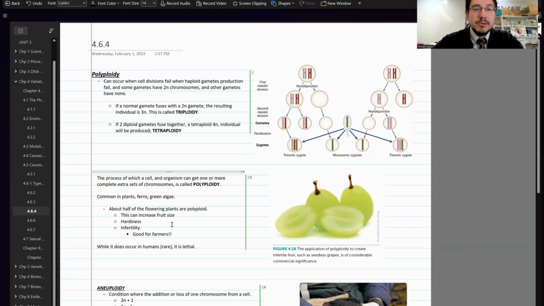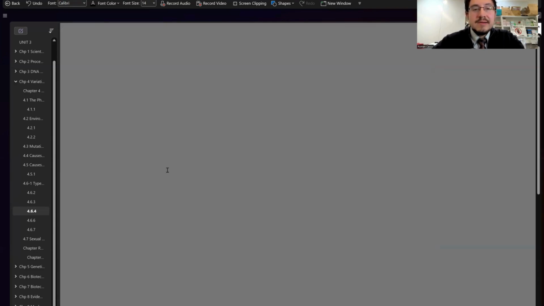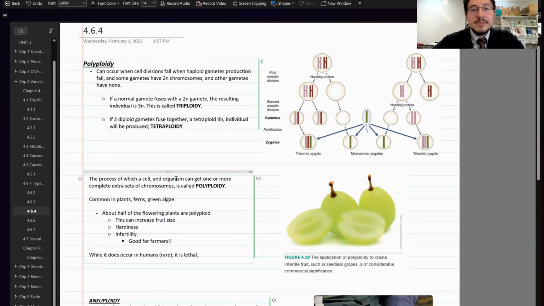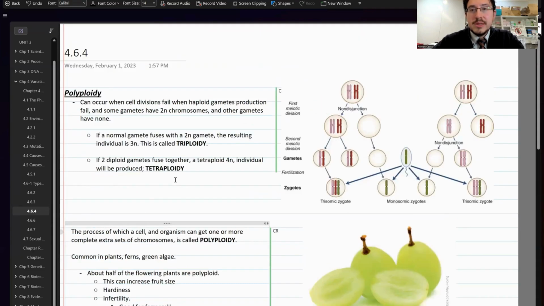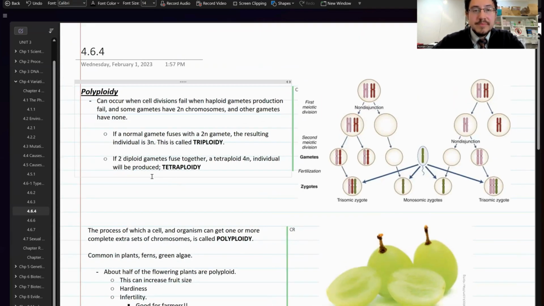There are other forms of ploidy, right? So we talked about monoploidy. Polyploidy is when you have a cell that has more than two sets of chromosomes, right? Being more than diploid. That's the meaning of polyploidy, right? So this can occur when cell divisions fail, right? When haploid gamete production fails, right?